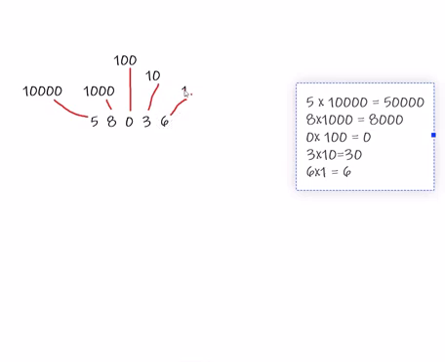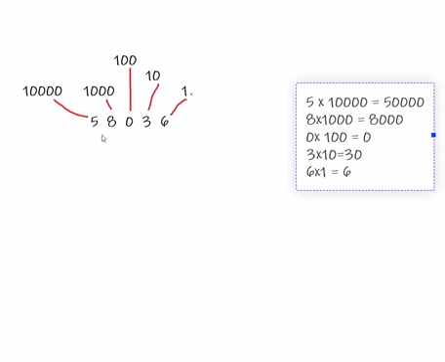Our 6 is in our units column. The 3 is in the tens, the 0 is in the hundreds, etc. And when we calculate or look at our number, we say, okay, that's 5 times 10,000 plus 8 times 1,000 plus 0 times 100 plus 3 times 10 plus 6. And when I add this all up, that is 50,000 plus 8,000, so 58,036, which is exactly what we instinctively understand this number to be.